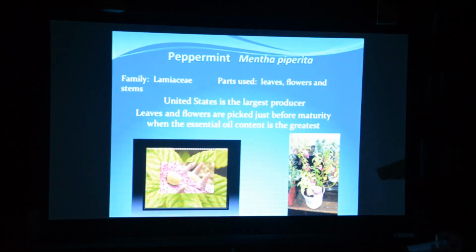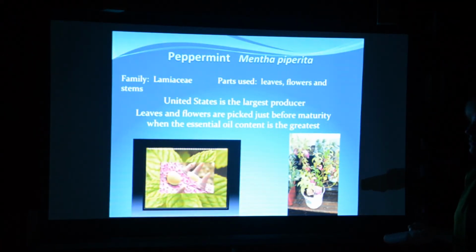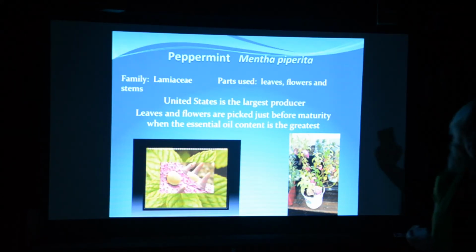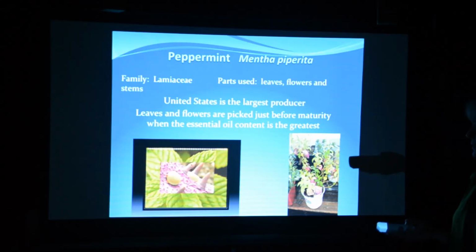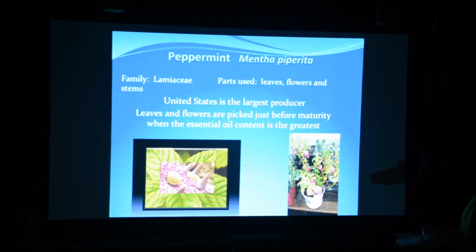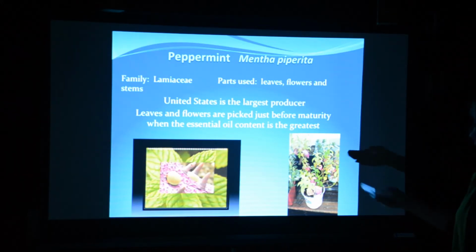Now peppermint is another popular oil. It's one of those top 10. The United States is the largest producer of peppermint, and you use the leaves, flowers are picked just before maturity when the essential oil content is greatest. And this is my peppermint plant.